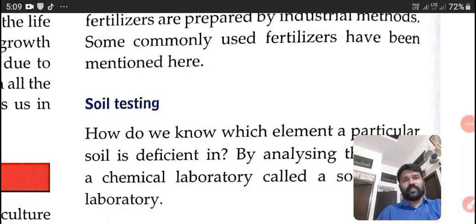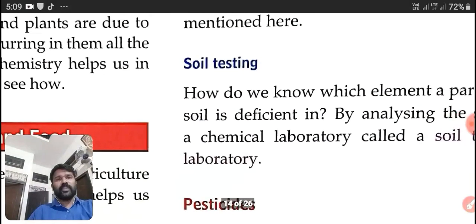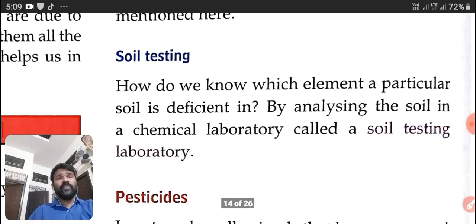Now we are going to discuss the topic soil testing. How do we know which element a particular soil is deficient in? Which element is in less amount in a particular soil? For that we can use soil testing, by analyzing the soil in a chemical laboratory called a soil testing laboratory.